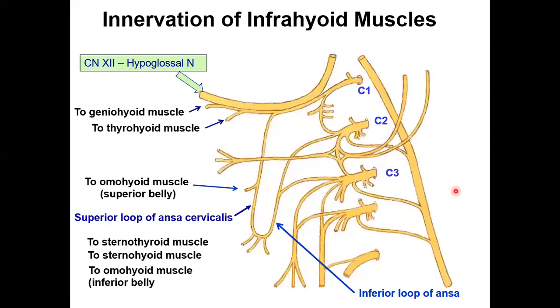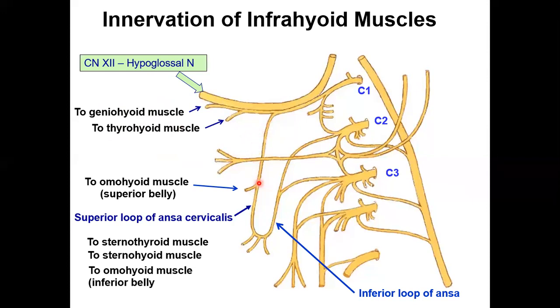So, innervation of our infrahyoid muscles. Again, here's our ansa cervicalis with fibers from C1, C2, and C3. C1 gives you the superior part of the loop, C2 and C3 give you the inferior part of the loop. And then you can see how there are different nerves coming off of the loop going to those muscles. So C1 fibers contribute to the ansa cervicalis, but they also branch off and give you the nerve to thyrohyoid and the nerve to geniohyoid.